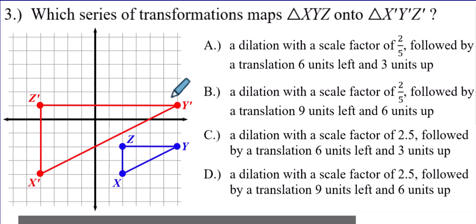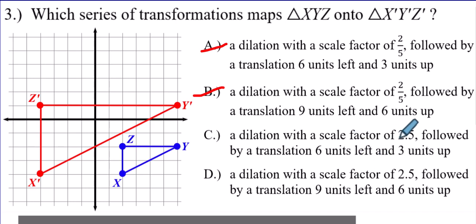So think to yourself, what type of scale factor makes the original figure enlarge to become the dilation? It has to be a scale factor greater than 1, because if you multiply by a fraction or decimal between 0 and 1, it would make the original figure shrink. And this one enlarged. So I can automatically eliminate choice A and B using that type of logic. So is it choice C or is it choice D?